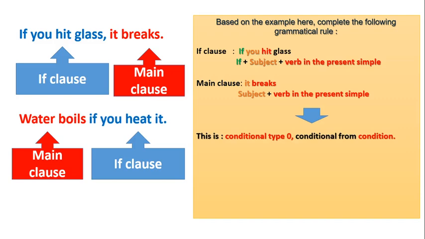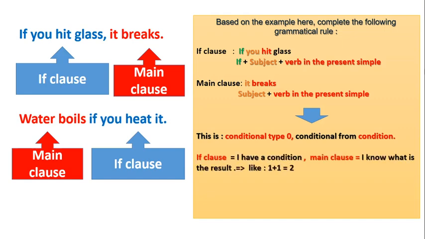So our lesson is conditional type 0. Why do we call it conditional? Because we have a condition. This is why I asked you the question, what do we mean by if? A condition, in Arabic, means shart. If, ida: if you do something, you will have another thing. You have a condition and you are waiting for the result.